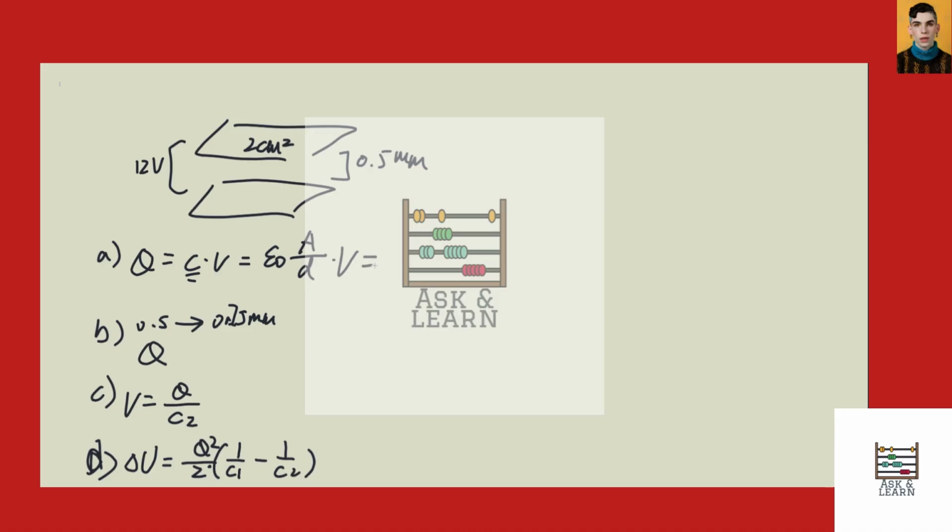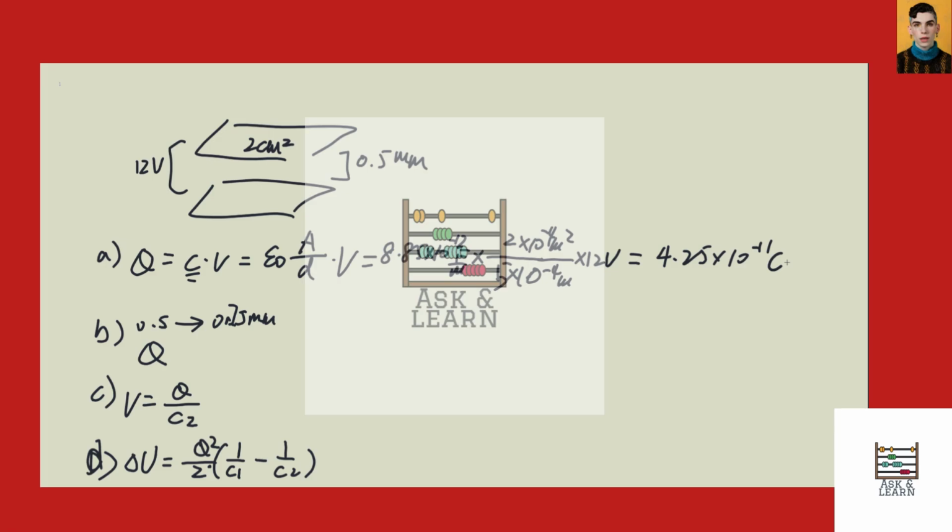If we look at this question, at first, this is literally just calculating the stuff. We have 8.85 times 10 to the negative 12 farad per meter, times 2 centimeters squared. That is 2 times 10 to the negative 4 meters squared. 0.5 millimeter is 5 times 10 to the negative 4 meter, and times 12 volt. And this is 0.25 times 10 to the negative 11.